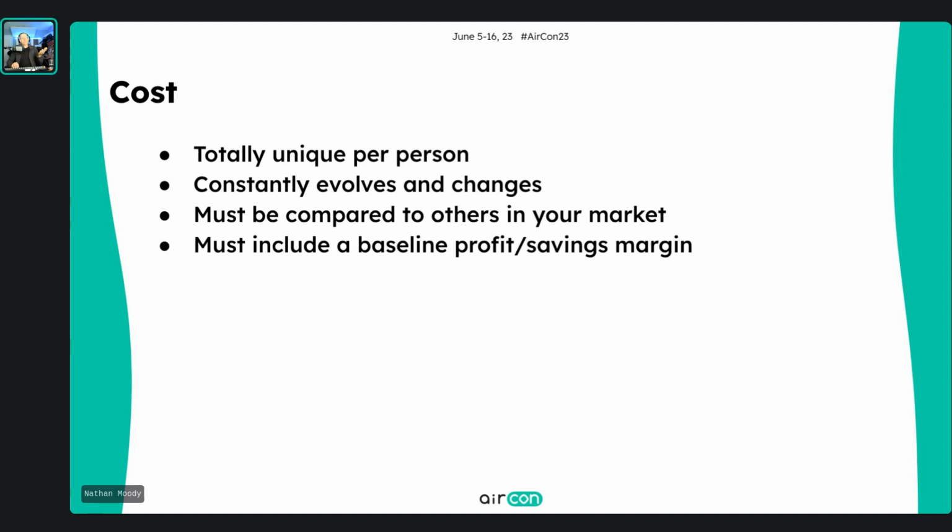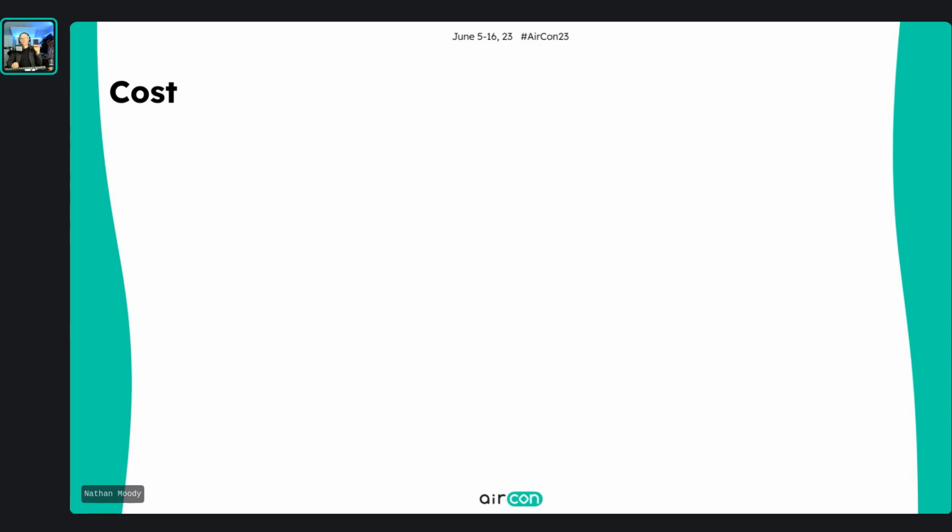We already talked about this, but I put it again here because it's so important. Your cost has to include a baseline profit and savings margin so that you're not just covering the cost of just subsistence living.